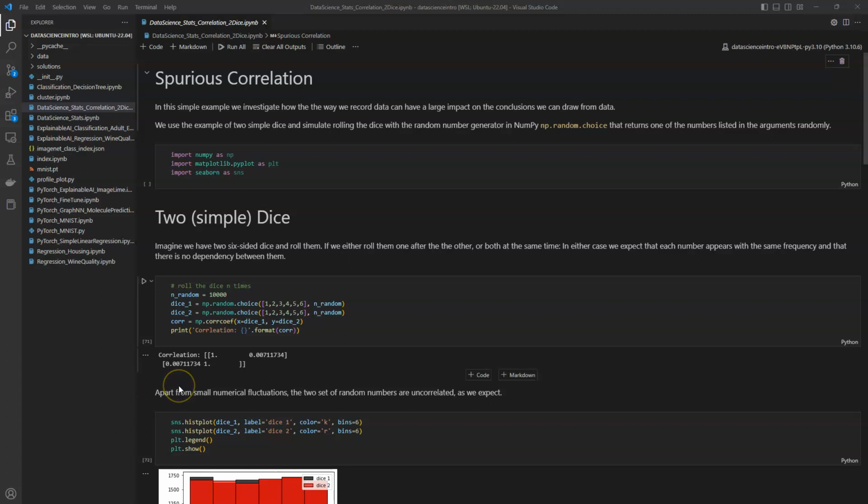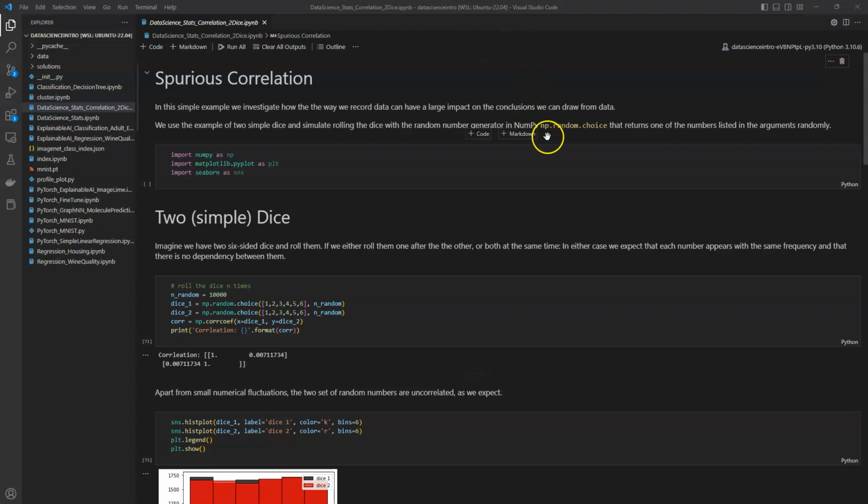Hello and welcome back. We now look at a few other statistical properties, in particular the correlation between variables. And here we want to investigate how easy it is to introduce spurious correlations. That means that they're correlations that are not real, but they're an artifact of the way, for example, that we record the data. We take a very simple example and imagine that we have two six-sided dice.